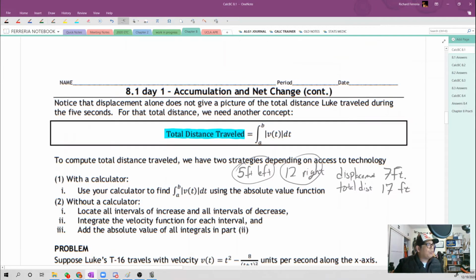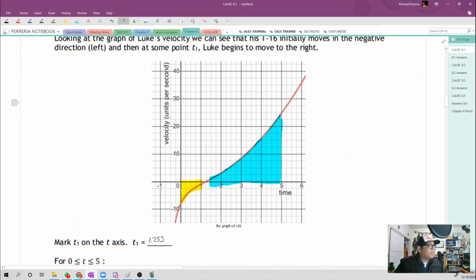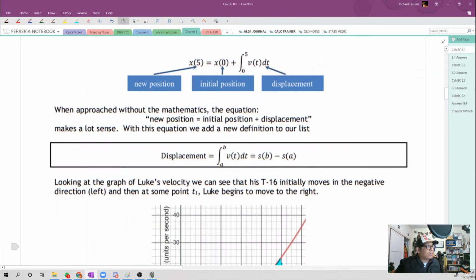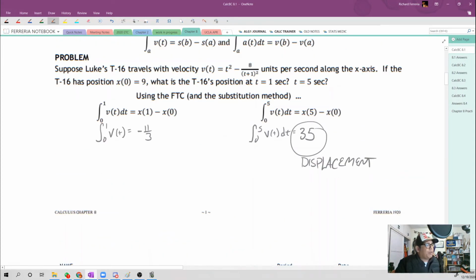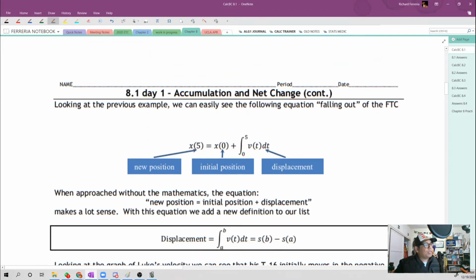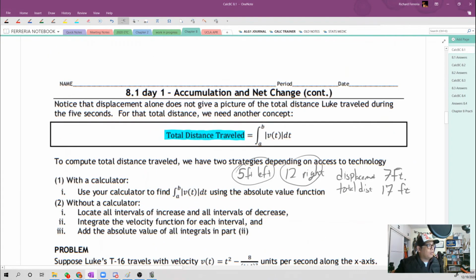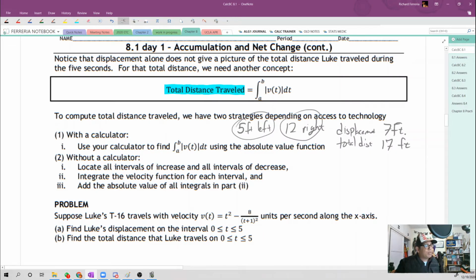Now, coming back to good old Luke on the T16, we see that he moves some distance to the left and he also moves some distance to the right. We calculated his displacement as 35 units. Now you notice here again, we're taking the integral from 0 to 5, and an integral is the displacement. So our displacement is 35. So how can we find total distance practically? What we can do, with a calculator at our disposal, is just take the integral of the absolute value of our function. And that's pretty easy to do.